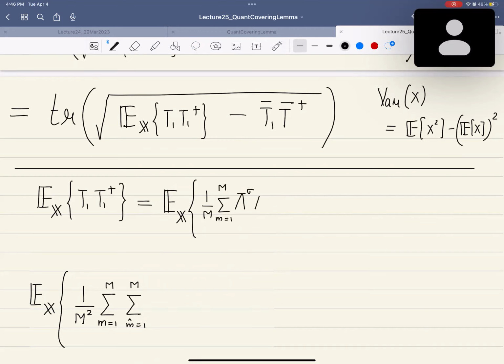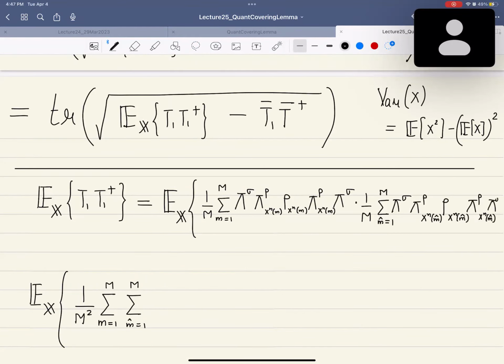Pi sigma, pi rho xn of m, rho tensor n rho xn m, pi rho xn m, pi sigma times 1 by m hat, equal to 1 through capital M, pi sigma pi rho xn of m hat, rho xn of m hat, pi rho xn of m hat.